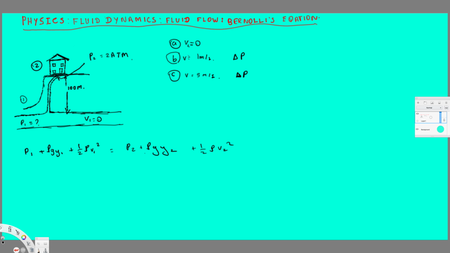Then these are v2 values. The first condition is when the pipe is closed, so the velocity on the top is 0. We can cancel this one, and v2 is equal to 0 when the pipe is closed. The height y1 is 0 because we are taking this one as the reference point. We can cancel these, and we are left with this equation: P1 is equal to P2 plus rho g y2. Then P2 is provided, 2 atm.